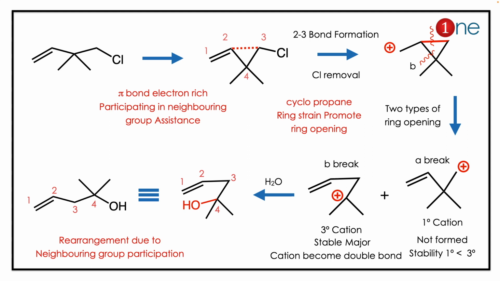So the final product is a rearranged product where the methyl groups are switched to the terminal carbon. Here I have given numbering for very easy understanding, so follow it. The concept you have to learn here is neighboring group participation. Whenever you have an electron rich group, it is involved in neighboring group participation.